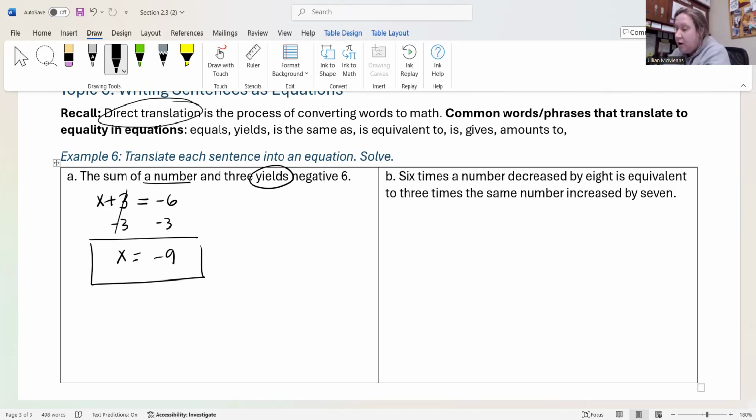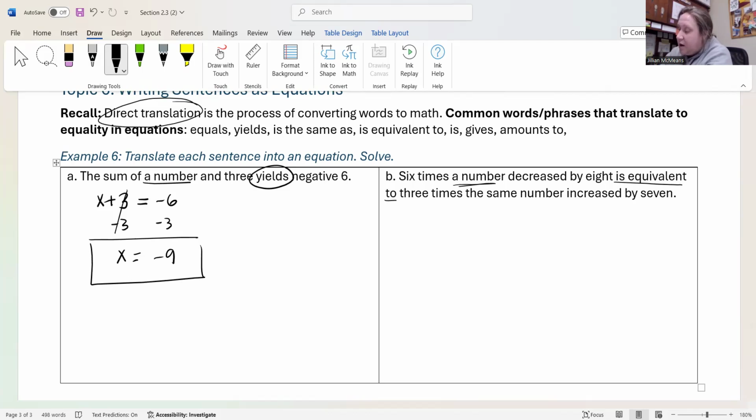Let's look at part B. Part B is a little bit more involved. It says 6 times some number. We don't know what this number is. It's going to be a variable. But if we take 6 times some random number and subtract 8, so decreased by 8 means subtract 8, it is equivalent to 3 times that same number, but increased by 7.